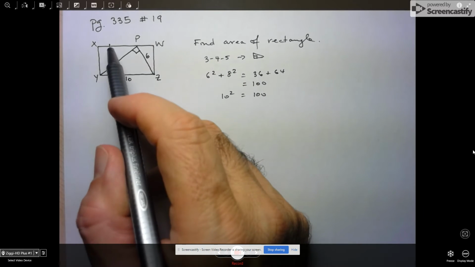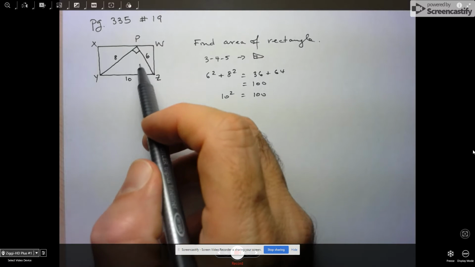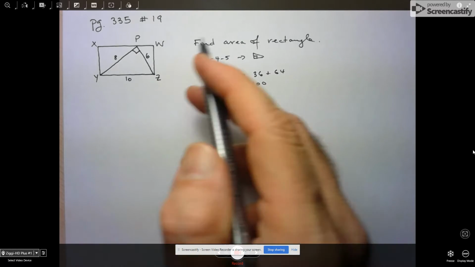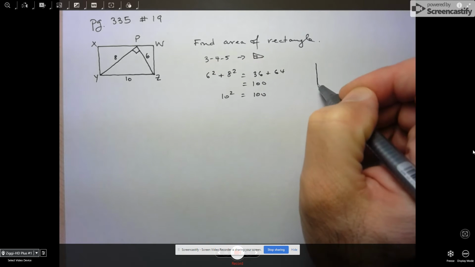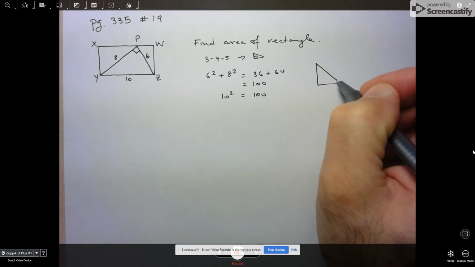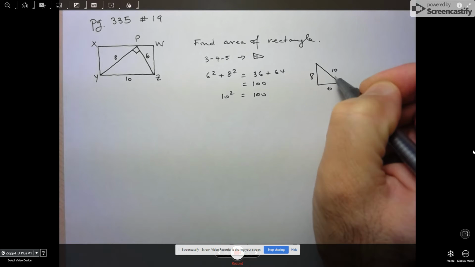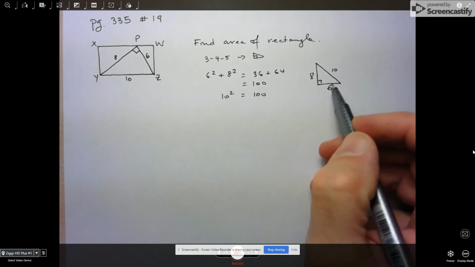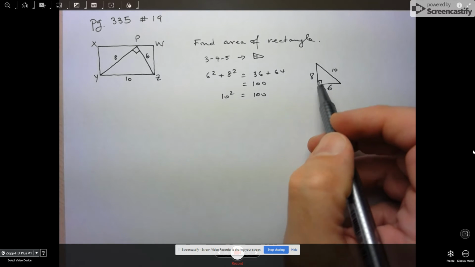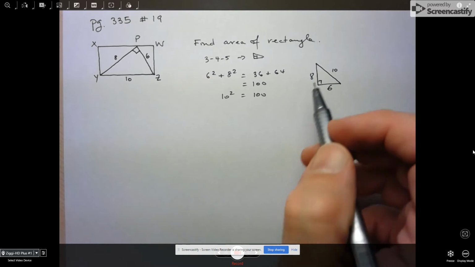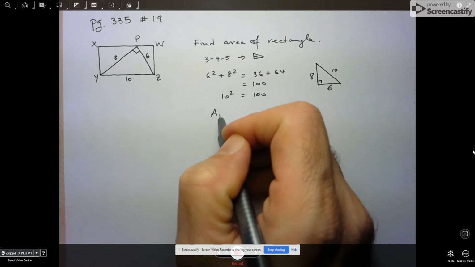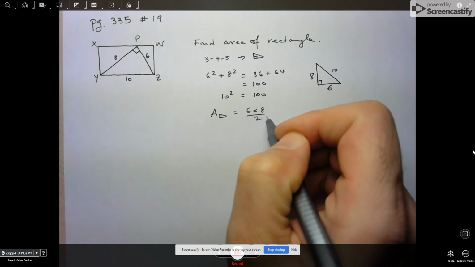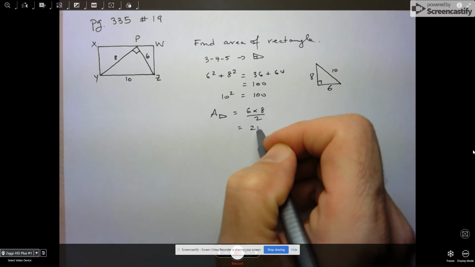Well, notice that we're trying to determine the area of this whole rectangle. But if I know that this triangle is a right angle triangle, if I sort of redraw it on the side, and this is a right angle triangle, that means that 6 could represent the base of this triangle, and 8 could represent the height of the triangle, and I could find its area. So the area of my triangle is going to be equal to just 6 times 8 divided by 2, which is 48 divided by 2 is 24.